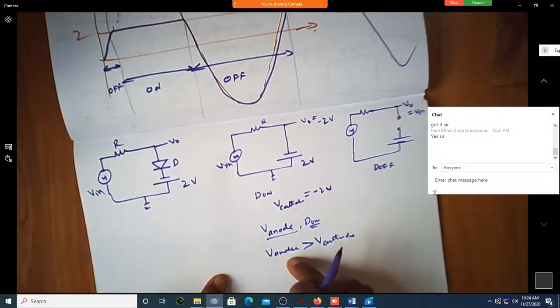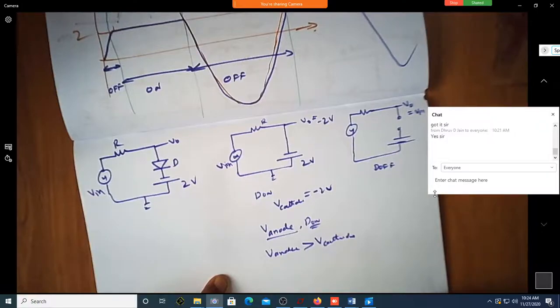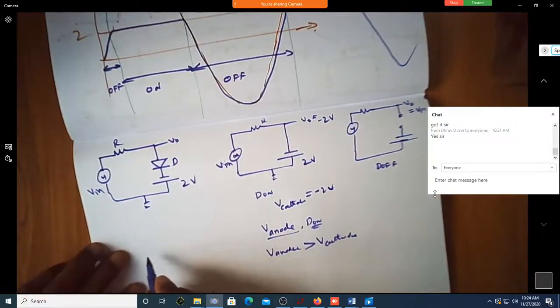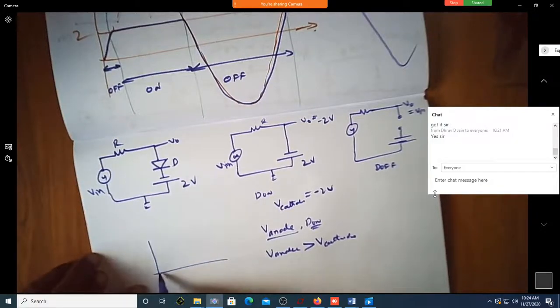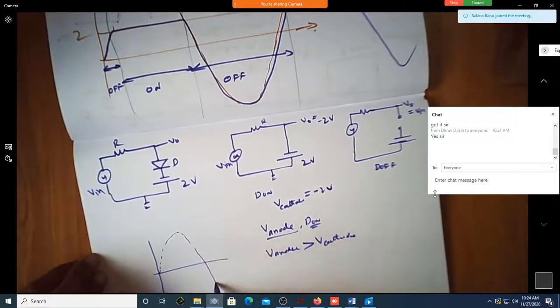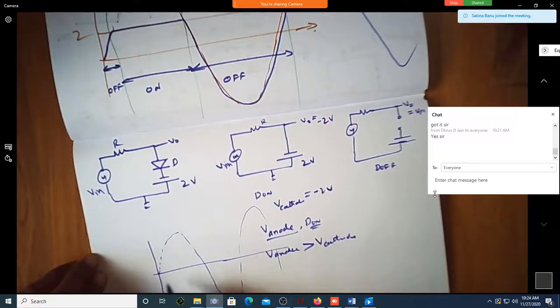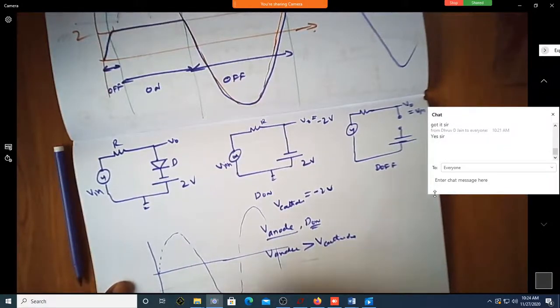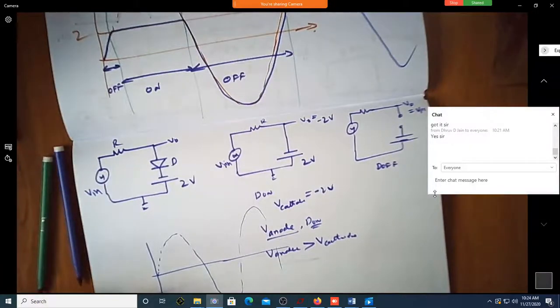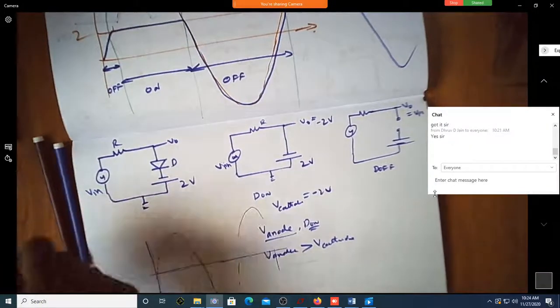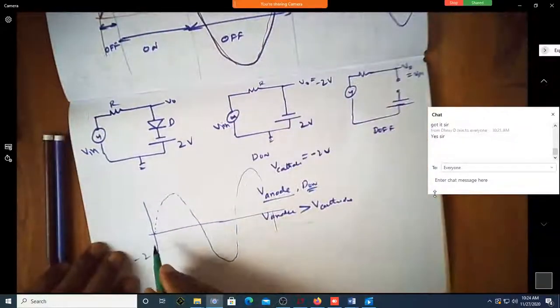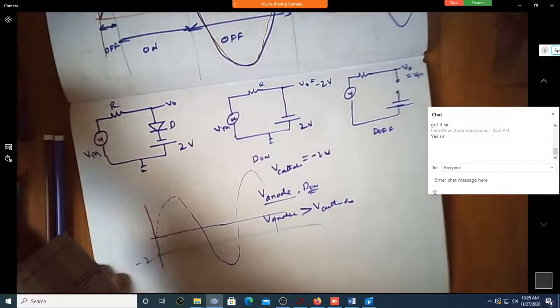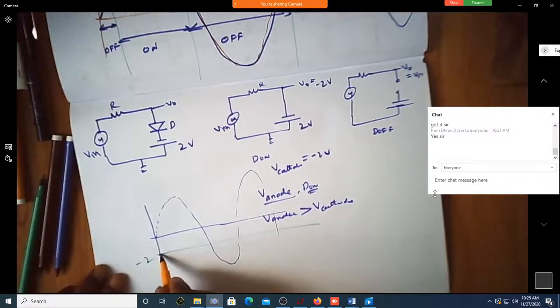Above -2. What do you mean by above -2? Is it -1, -2.1, above -2? Like -1.9. So if I want to write the waveform, suppose this is my dotted line, the input voltage. Shall I write -2 volt as my reference? This is -2. Correct? Let me just show it. This is -2 volt.